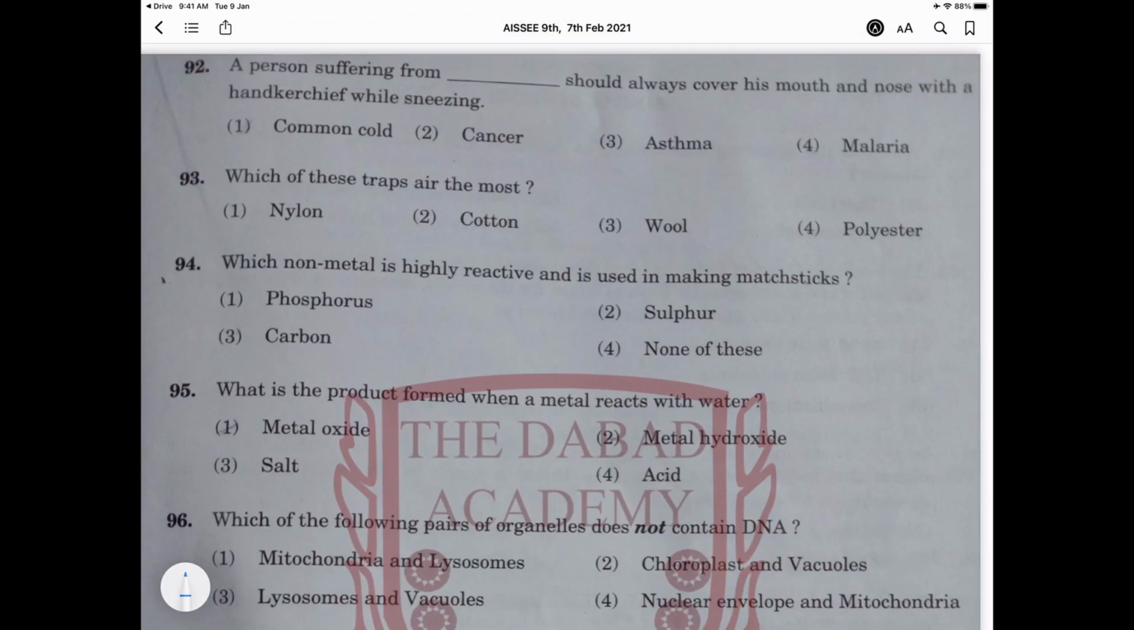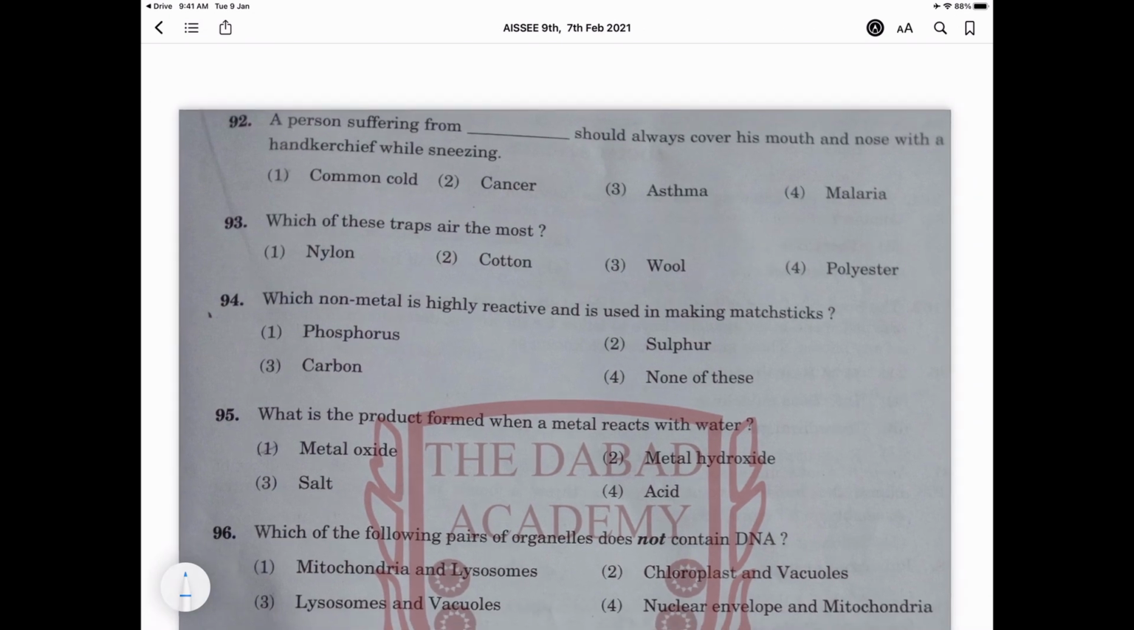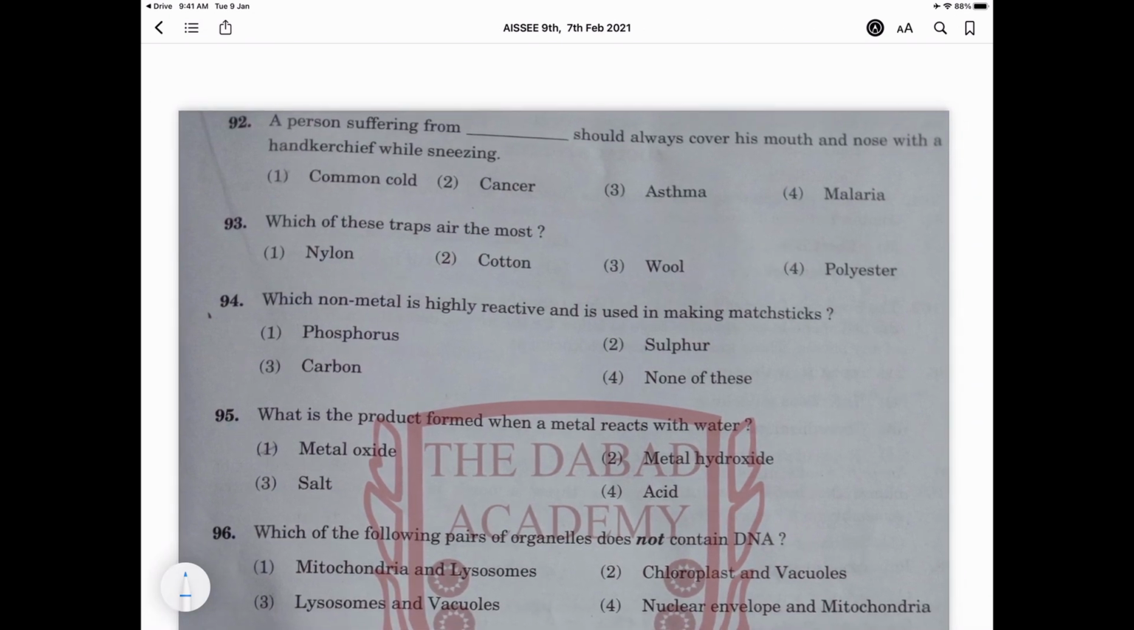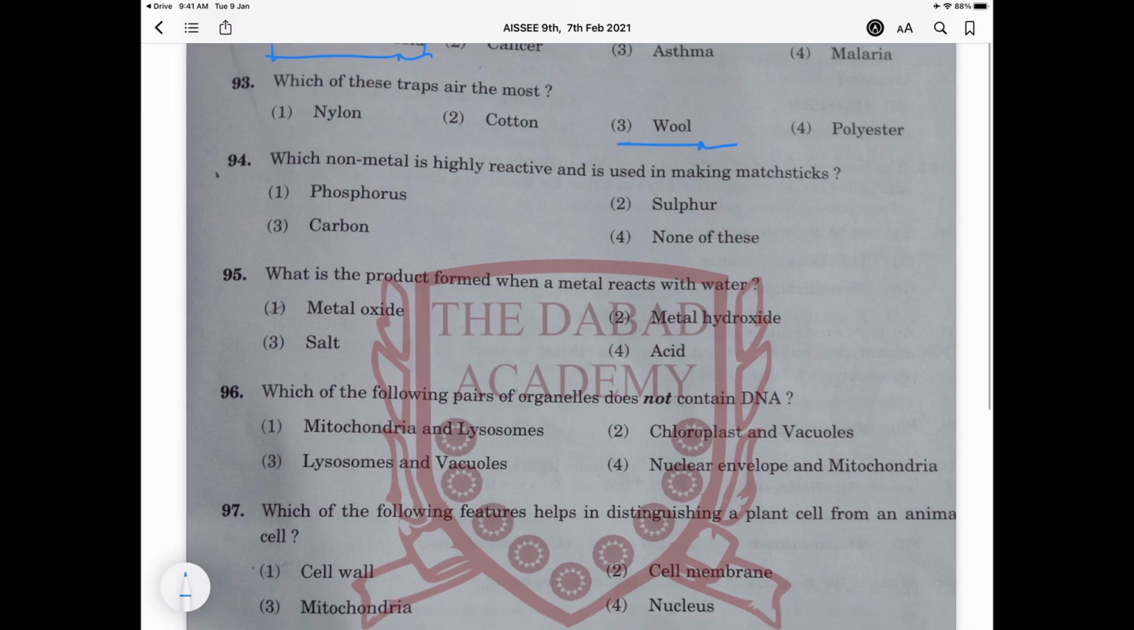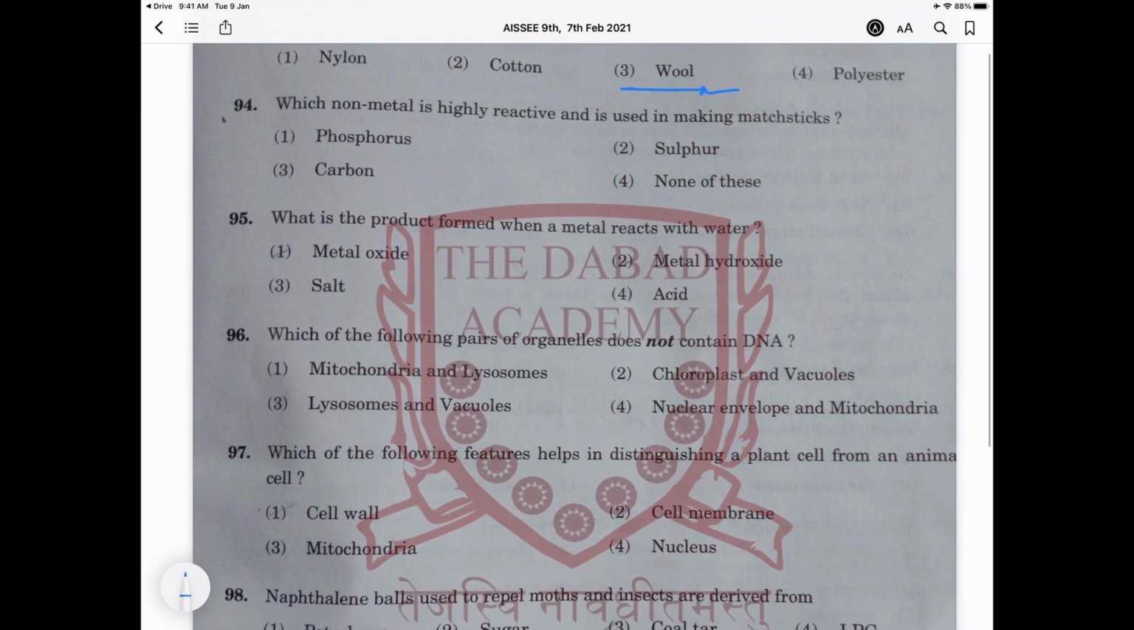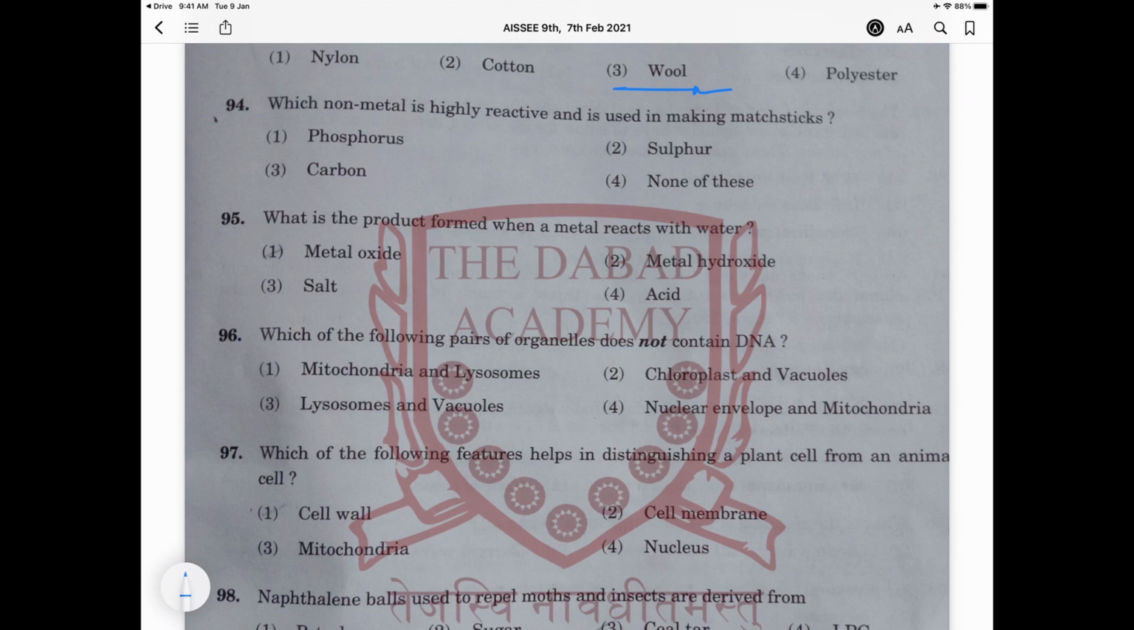For question 92, a person suffering from dash should always cover his mouth and nose with a handkerchief while sneezing. So the correct answer is common cold because it is caused by a virus and it's very contagious. In 93, which of these straps air the most? The correct answer is 3rd, wool. In question number 94, which non-metal is highly reactive and used in making matchsticks? So the correct answer for 94 is option number 1, phosphorus. In question number 95, which is the product formed when a metal reacts with water? And for this one, metal hydroxide is the correct answer.